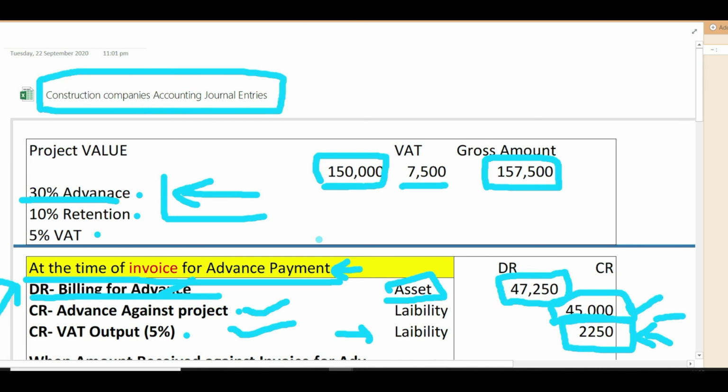I hope you liked it, and I hope this has helped you in understanding the core concepts of construction contracts.